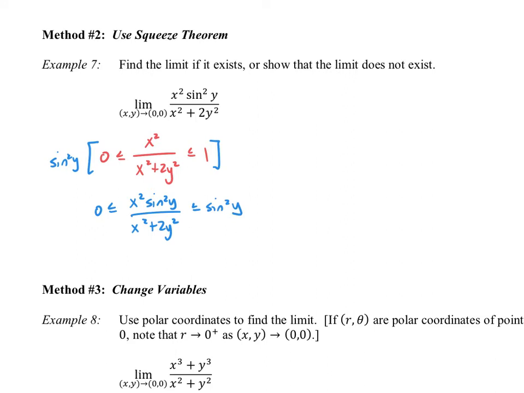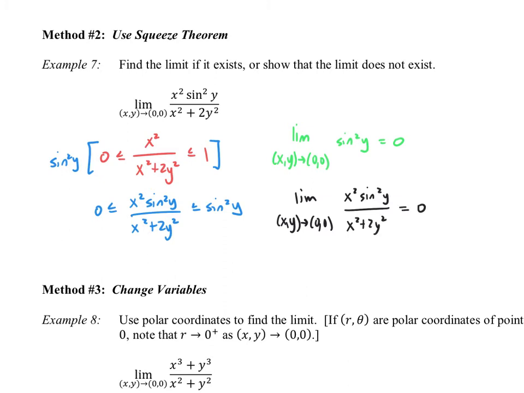And so now we can take the limit as x, y goes to 0, 0. Obviously, the limit of 0 is 0, so I'm not going to bother with that. But the limit of sine squared y as x, y goes to 0, 0 by substitution is 0. And so with the squeeze theorem, we've shown that this limit we're analyzing, as x, y goes to 0, 0 of x squared sine squared y over x squared plus 2 sine squared y, is also equal to 0 by the squeeze theorem.